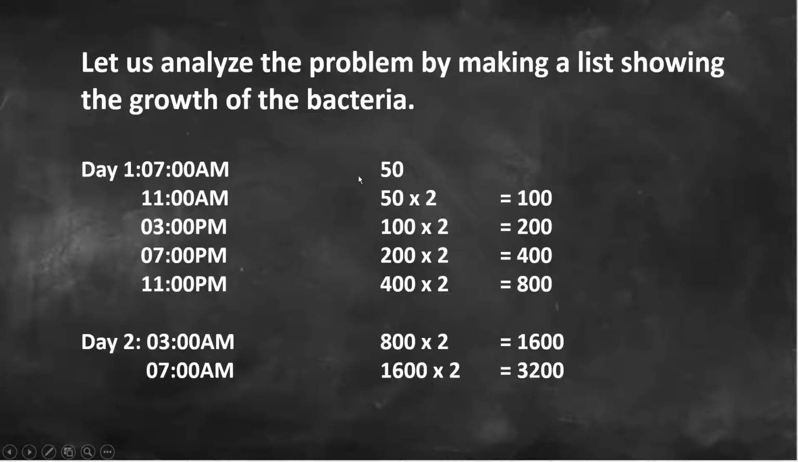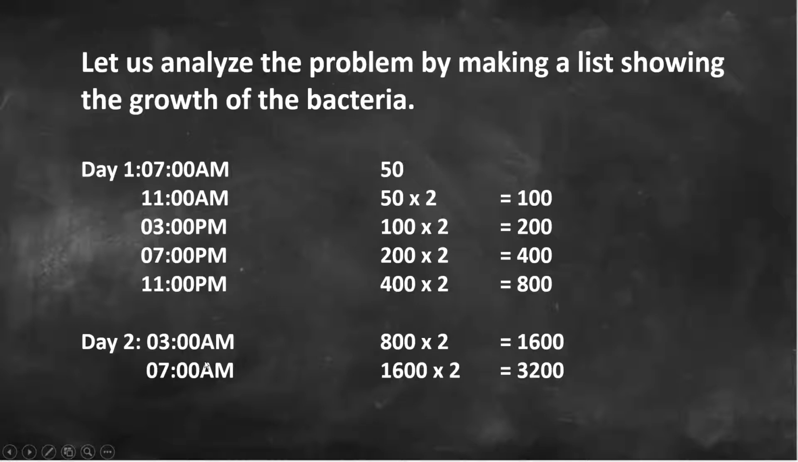So at the start, the number of bacteria is 50. And then after 4 hours, the bacteria doubles the number. So 50 times 2 equals 100. And then at 3 p.m., it becomes 100 times 2, so that becomes 200 now. And then another 4 hours, 200 times 2, it doubles again, so it becomes 400. And then another 4 hours, 400 times 2, which becomes 800.